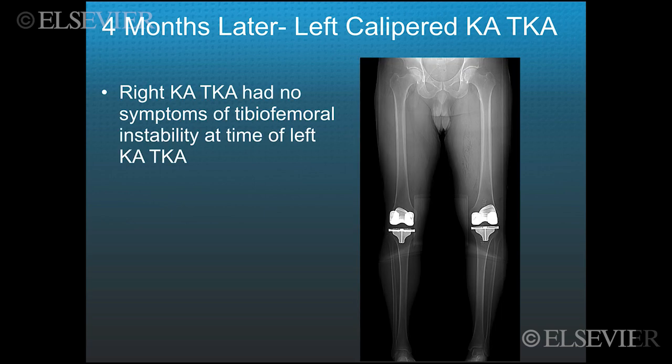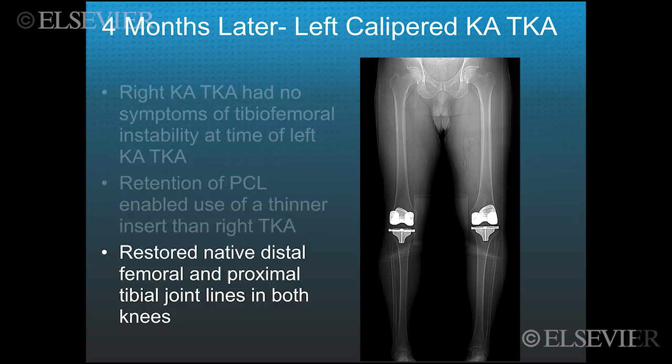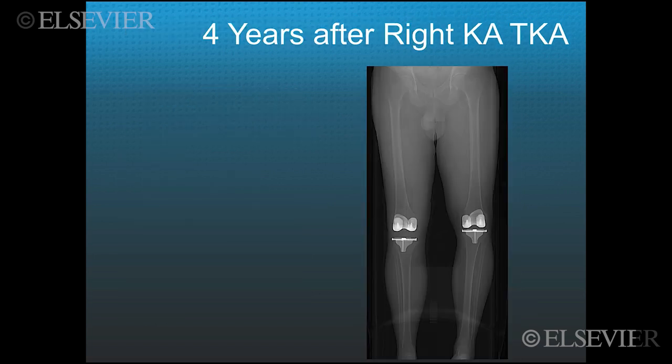So 4 months later, he was happy with the right knee. We did his left knee and noticed the insert's thinner on the left because we kept his PCL, and that went on to do well. So obviously, he was happy with the right knee initially, and 4 months later, he had his left done. Distal femoral angle, proximal tibial angle is the same.